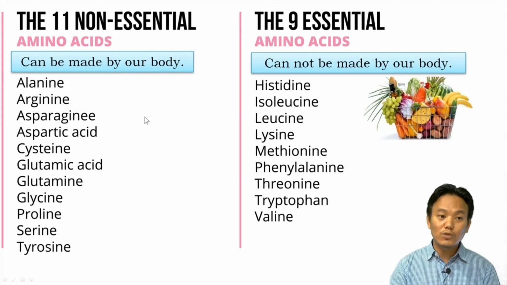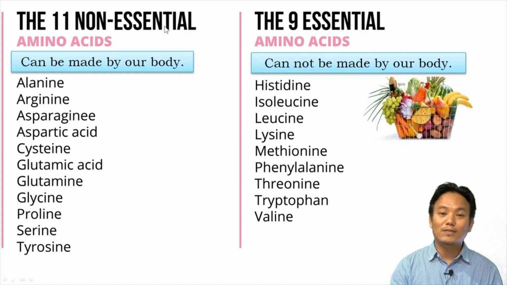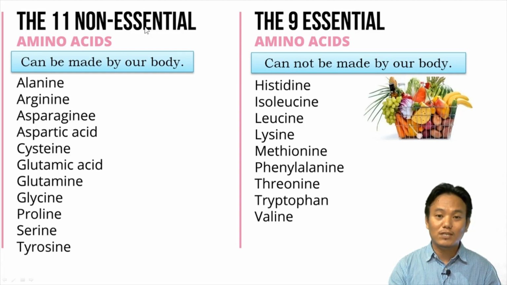If our body can synthesize an amino acid, it is called a non-essential amino acid. So these are all the amino acids that our body can make. Therefore they are said to be non-essential.